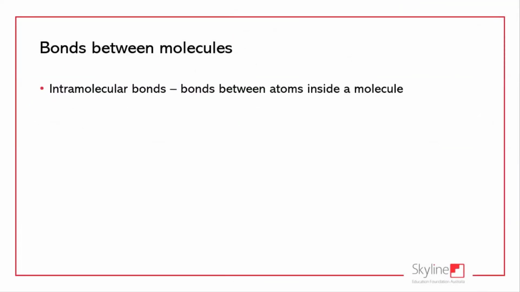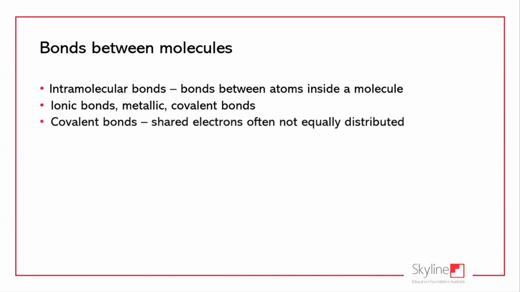Okay, there's different types of bonds between molecules, and this determines something like boiling point and melting point, those sort of things. So we have intramolecular bonds, which are the bonds between atoms inside a molecule, and intermolecular bonds, so between molecules. So intramolecular bonds include ionic bonds, metallic bonds, covalent bonds. So they're just a type of bonds between atoms inside a molecule.